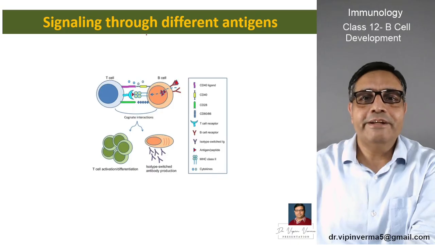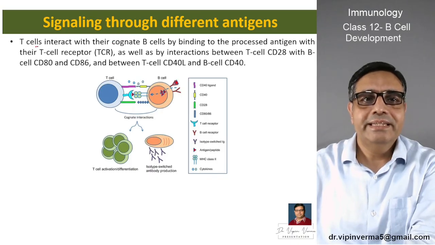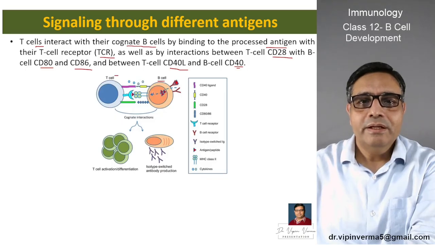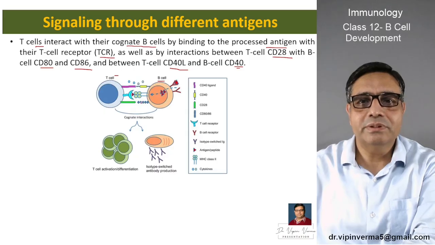Now, if we see the signaling through the different antigens, T cells interact with their cognate B cells by binding to the processed antigen with the T cell receptor, as well as by interactions between the T cell CD28 with B cell CD80 and CD86, and between T cell CD40L and B cell CD40. So here you can see this is the B cell and this is the T cell. These are the antigens here. This is the TCR, and these are the receptors. So this is the CD28 and this is CD40. So here they are delivering the signals.